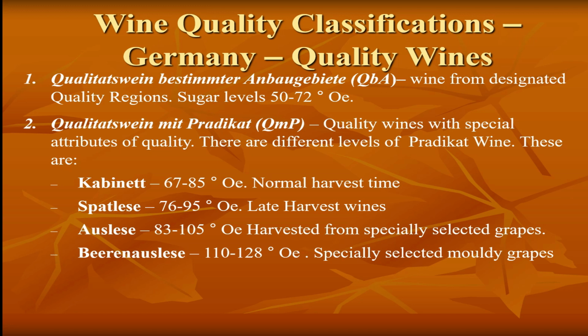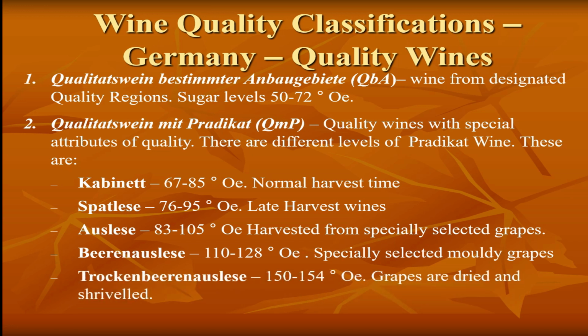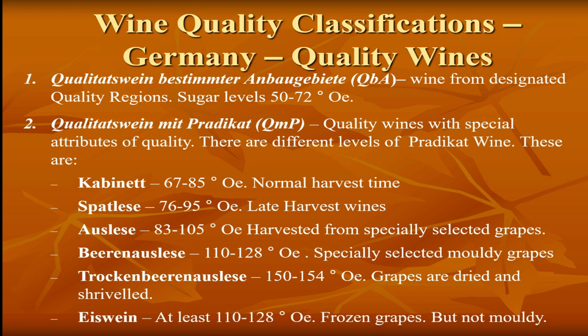Beerenauslese, 110 to 128 degrees Oechsle, specially selected moldy grapes. Trockenbeerenauslese, 150 to 154 degrees Oechsle, grapes are dried and shriveled. Eiswein, at least 110 to 128 degrees Oechsle, frozen grapes, but not moldy.